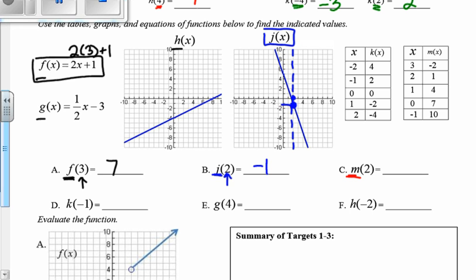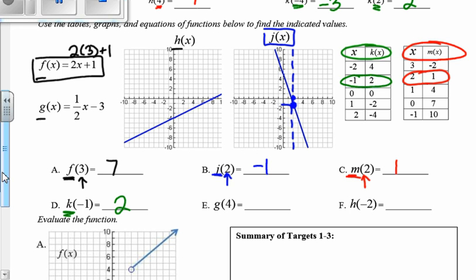So the next example has the letter m. And if you'll notice, this is the m function. So the input value, the x value is 2. So here's the x value of 2. We can see the y value that goes with that is 1. Now we have k of negative 1. So again, find the k function. It's over here. Our input value is negative 1. So when our input is negative 1, the output is 2. Our answer is always the y value.